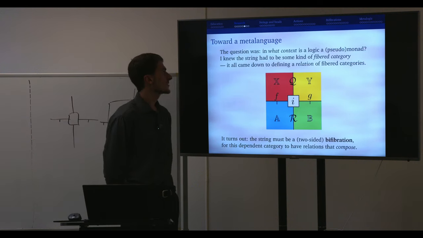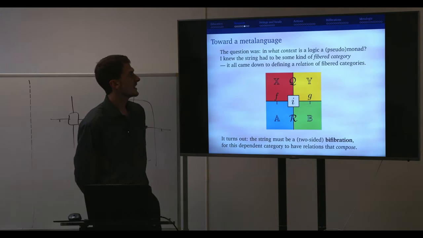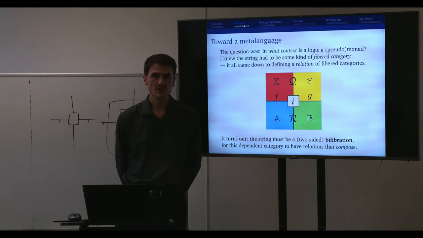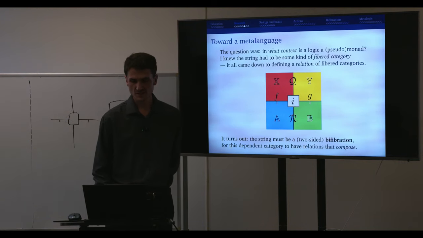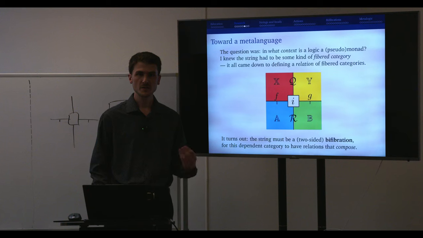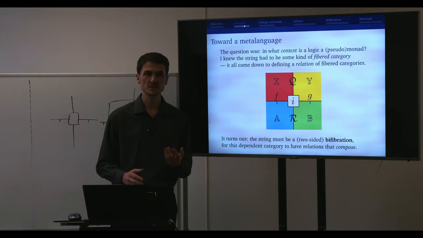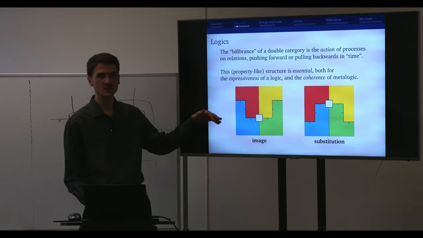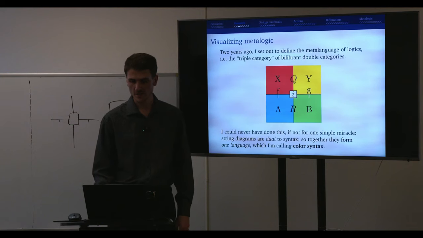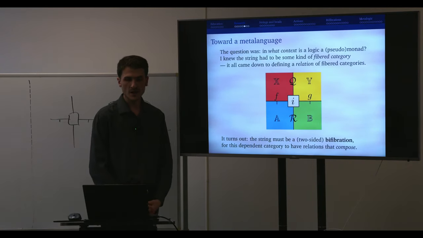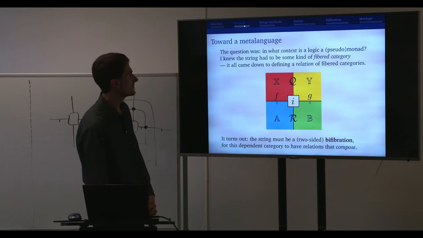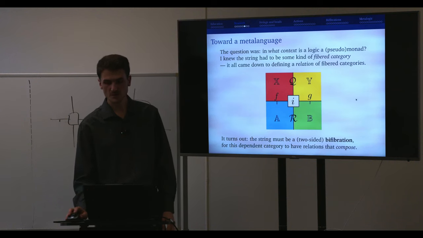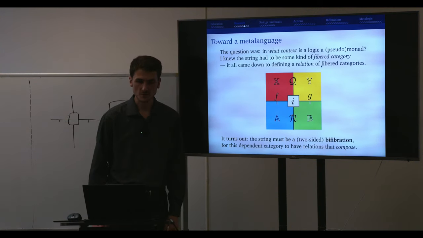So the question was, in what context is a logic a pseudo monad? I knew that the HOM was some kind of fibered category. Based on Shulman's work, he described these actions as being a fibration and op-fibration action of the base category on the total category. But it turns out that it all came down to understanding what was the right concept of a relation between these fibered categories.